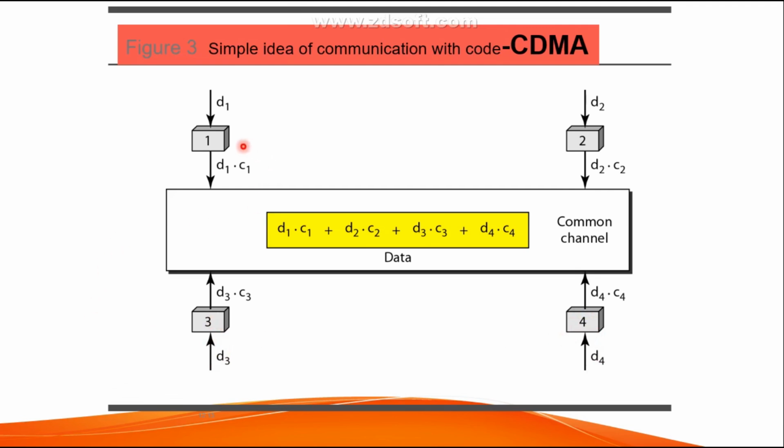Then we are going to assign the code. This is called a chip sequence, or code sequence. And this code sequence is allocated differently to each station. So C1 is not equal to C2, not equal to C3, not equal to C4. All the stations have a unique code word. And then we are going to multiply each code by the data at each station.